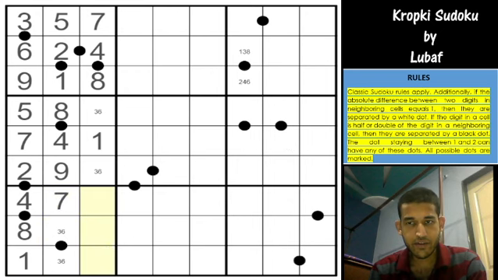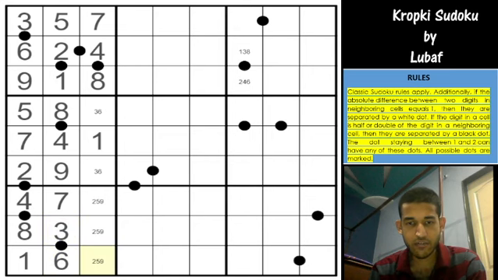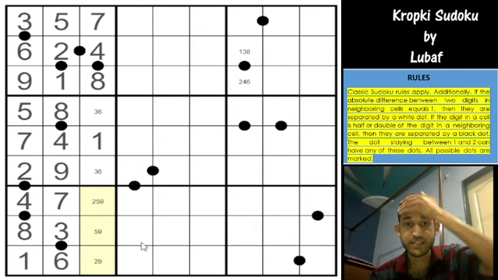2, 5 and 9. Let's write the candidates. And you can't have 6 adjacent to a 7. So that's a 3, that's a 6. That is not a 5. That is not a 2. Okay, so we are getting somewhere here, right?